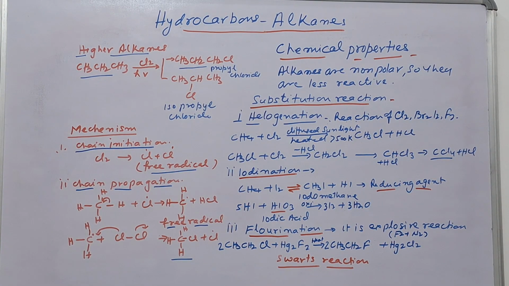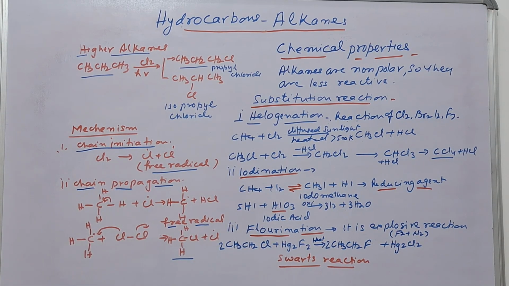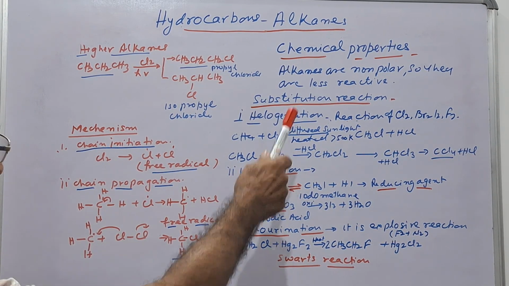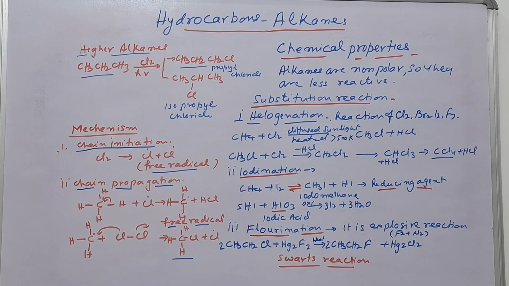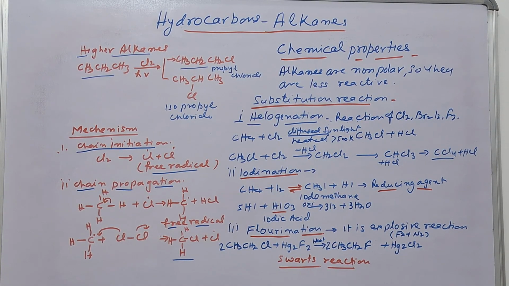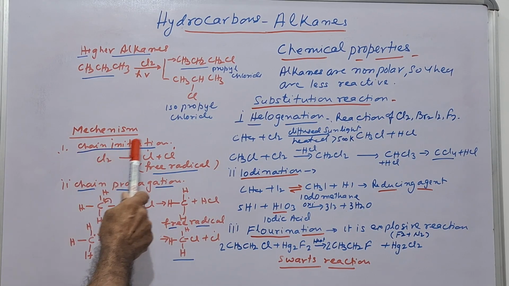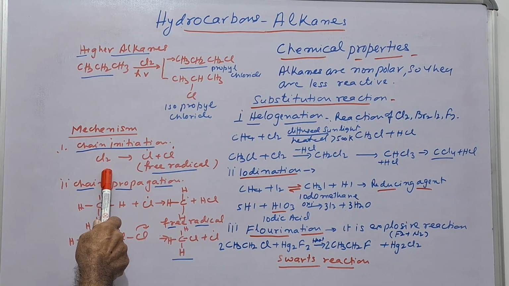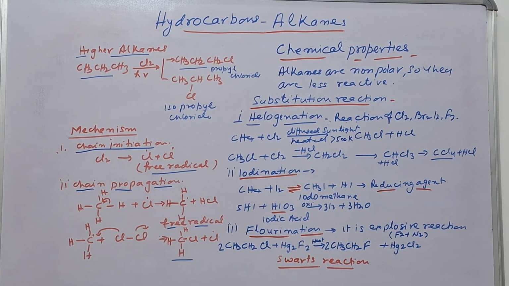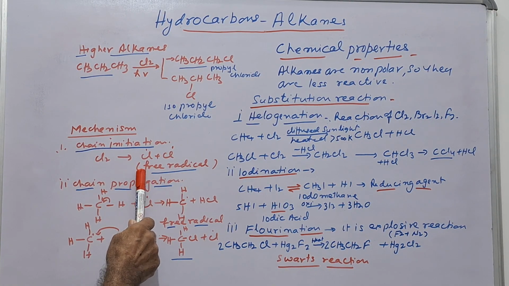Now the most important thing is what is the mechanism behind the reactions. You see, in the case of alkanes, which are non-polar in nature, these reactions undergo by free radical mechanism. In this case, the first step is chain initiation, that is chlorine molecules form free radicals because a covalent bond is there, so they form free radicals.